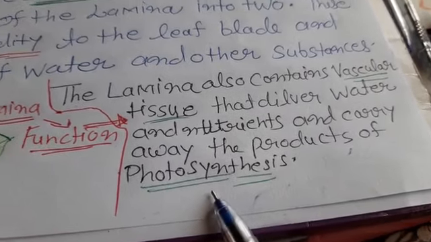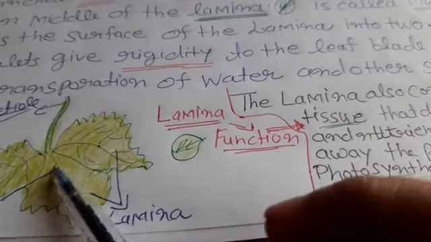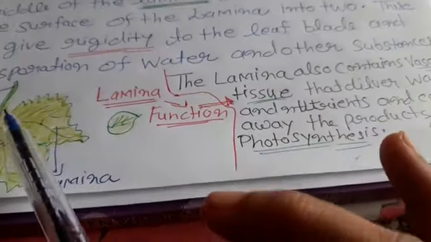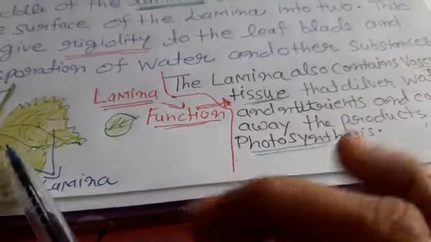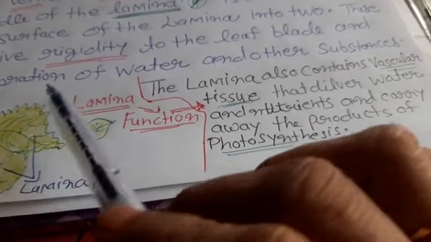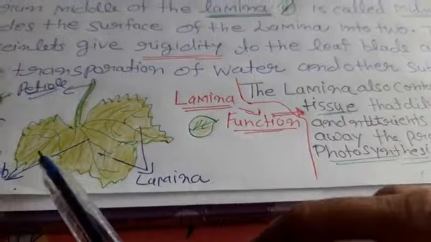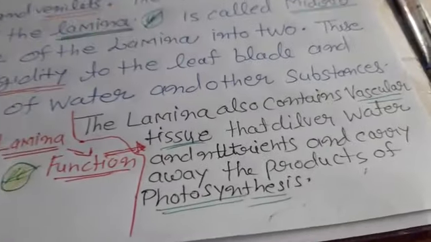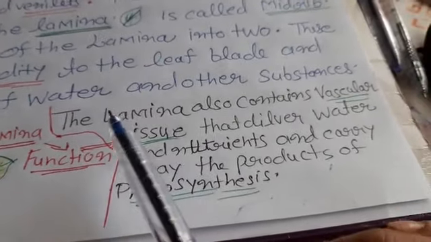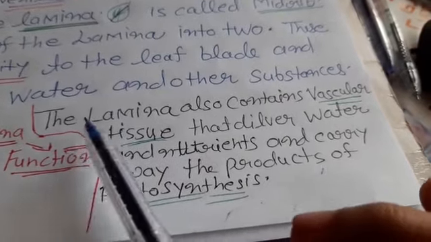Okay, this is a lamina. The lamina also contains vascular tissue, which carries water and some nutrients, and carries away the products of photosynthesis. This is a product of photosynthesis. Okay, so you can write down the lamina function in your notebook: the lamina also contains vascular tissue.